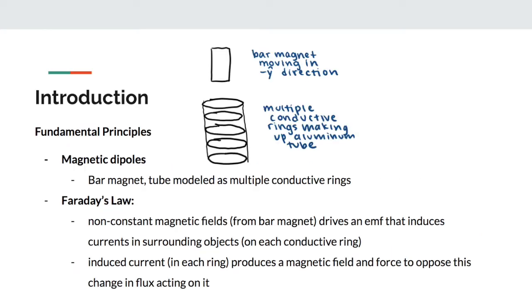With the bar magnet moving in the negative y-hat direction, it could be viewed as a magnetic dipole, with the tube modeled as multiple conductive rings layered on top of each other. A fundamental principle used was Faraday's law, which states that non-constant magnetic fields, in this case produced from the bar magnet, drive an EMF that induces currents in the surrounding objects, which in this case was on each conductive ring. The resulting induced current in each ring produces a magnetic field and force to oppose this change in flux acting on it. Therefore, it acts back on the falling bar magnet.